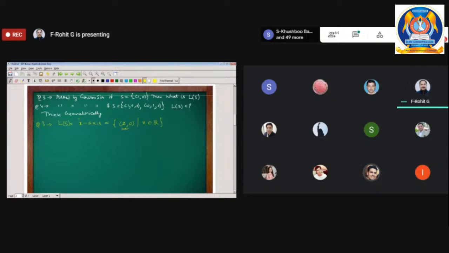So what idea came to your mind, Jyoti, when you saw this? There is one element and we are looking for the linear span. Yeah, actually, we did the same thing that we had vector v.